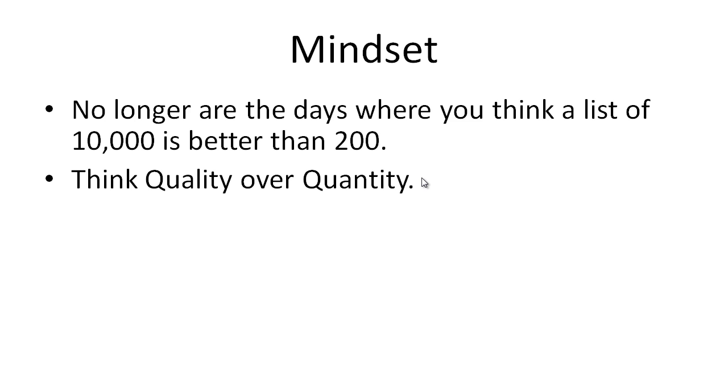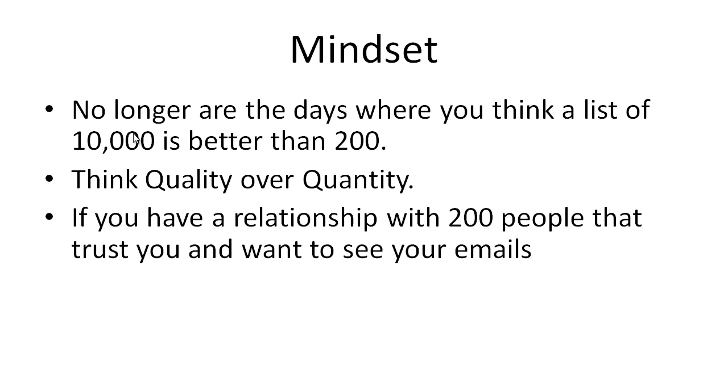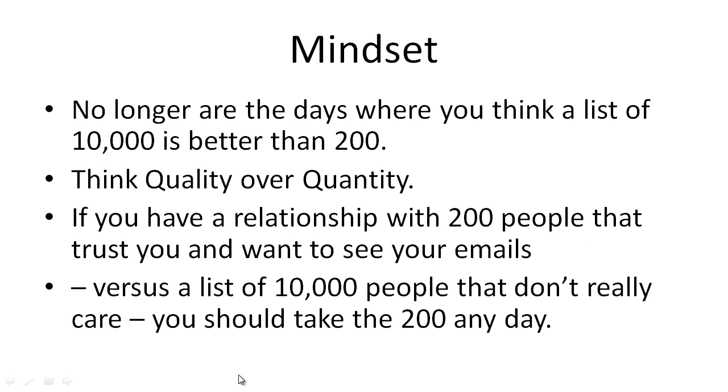But in the end, I know there's a lot of different variables and you can argue this way, that way, the other way, but at the end of the day, you got to think quality over quantity. Do not let the quantity deceive you. That's basically what I'm trying to say. If you have a relationship with 200 people that trust you and want to see your emails versus a list of 10,000 freebie seekers that really don't care about what you have to say, the wise choice is that you should take the list of 200 any day. So if you focus on a list of 200, build that list, build a relationship with that list. Believe it or not, a lot of these smaller lists outrank a lot of the bigger lists.